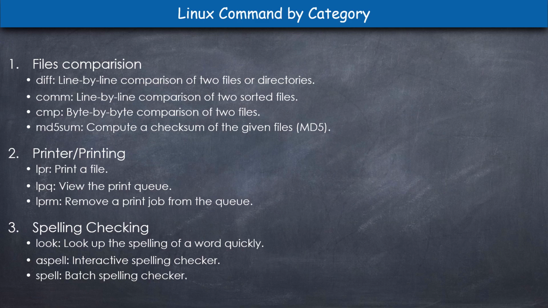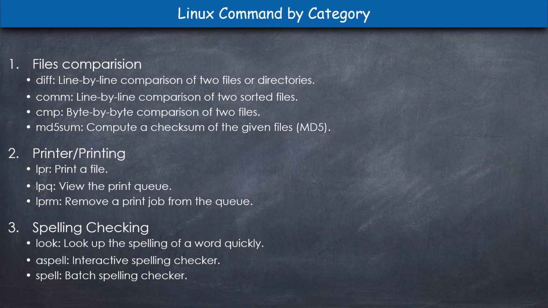So if you want to see the comparison at the byte level, you can use CMP. Then md5sum displays the checksum. Suppose you have a file which you copied from the internet and you have its checksum value, you can use this command to check the checksum of that file to understand that the file has not been changed. Suppose you have a file and you doubt that someone has changed it.